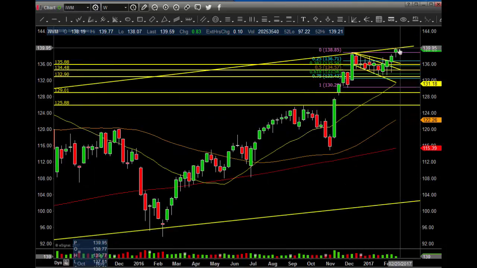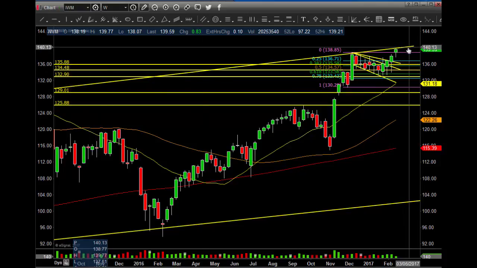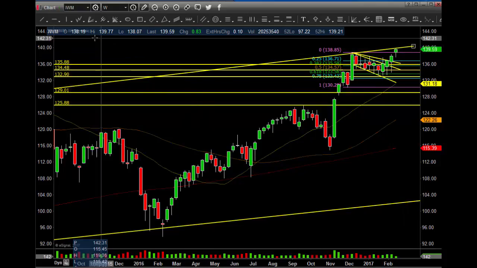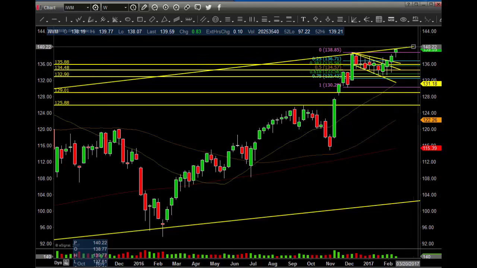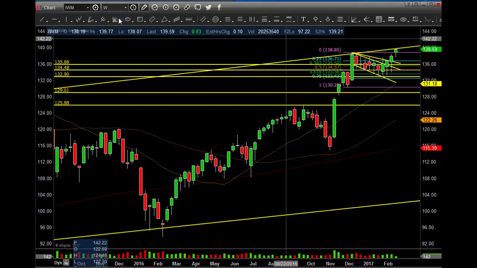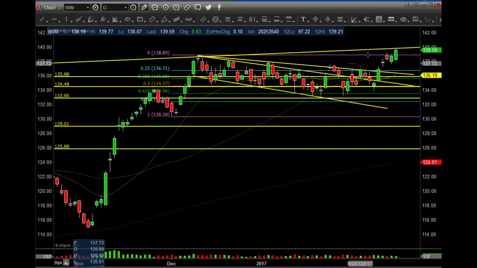IWM now. IWM, we talked about this trend line coming here, and guess what, guys? Right into it, the 140 area, and we're at 139.77. So this is a big area on the IWM as well. This is a weekly chart, so let's get to the daily. Daily charts telling me same thing.